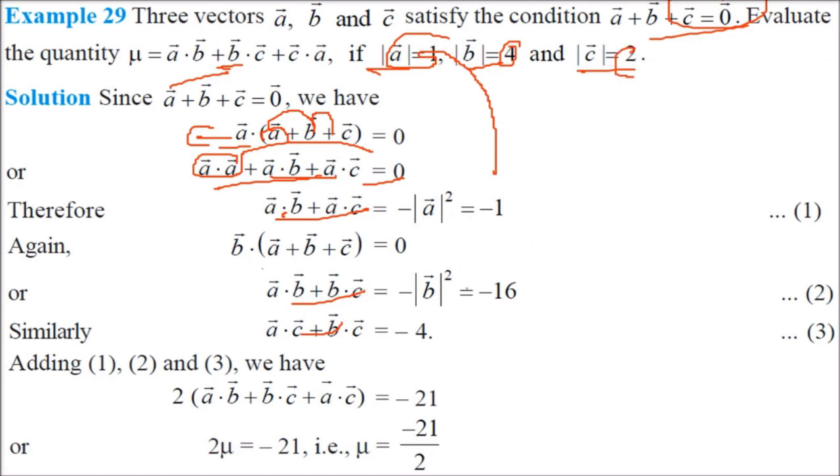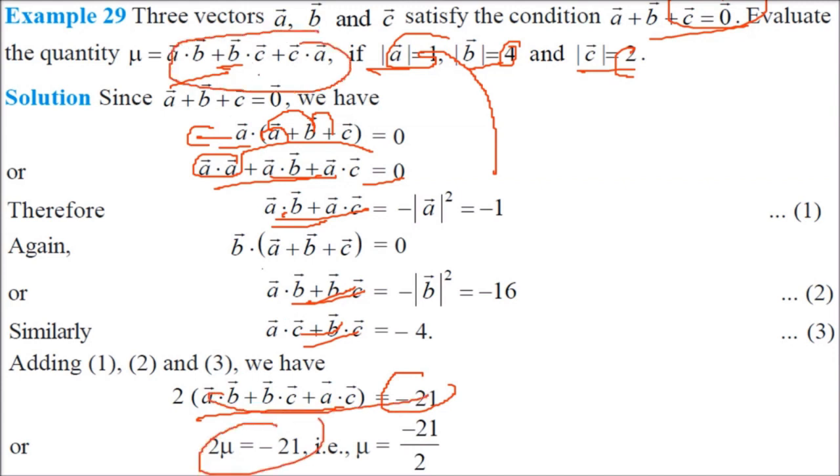So A dot this, B dot this, and C dot this. What do we get? We have A dot B, B dot A, C dot A, A dot B, B dot C. So you can just combine them. Negative 1, negative 16 and negative 4 will also be combined. So this is equal to mu, because this mu is this only. So negative 21 by 2 will be mu. This is going to be the final answer.